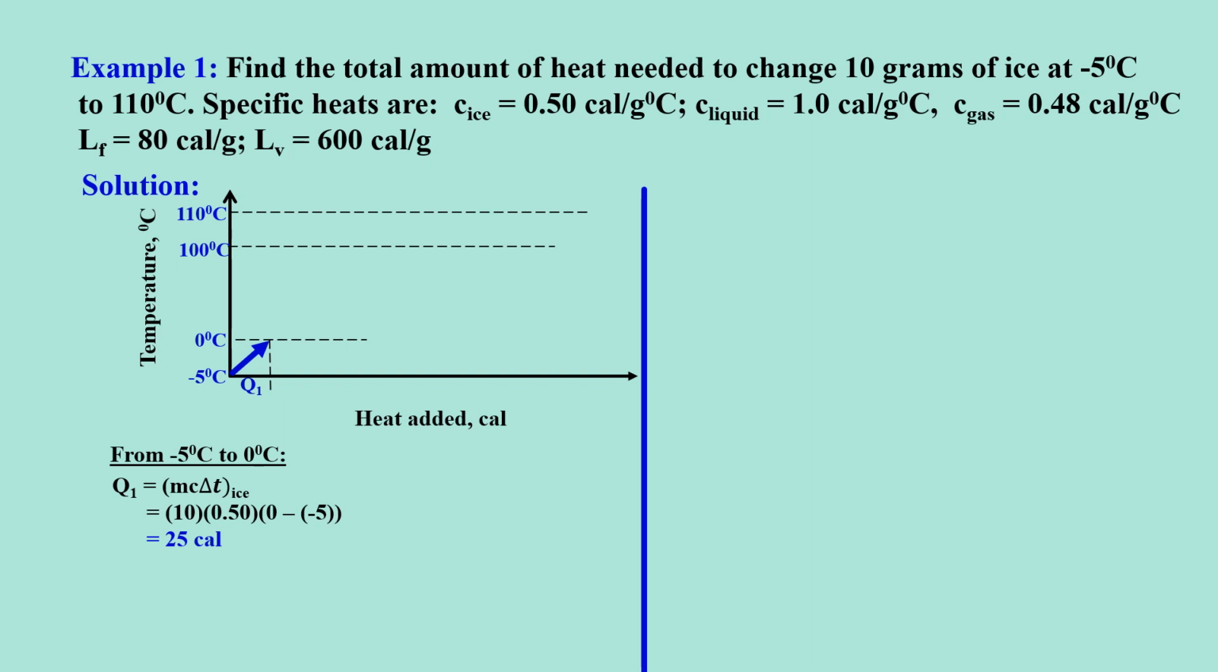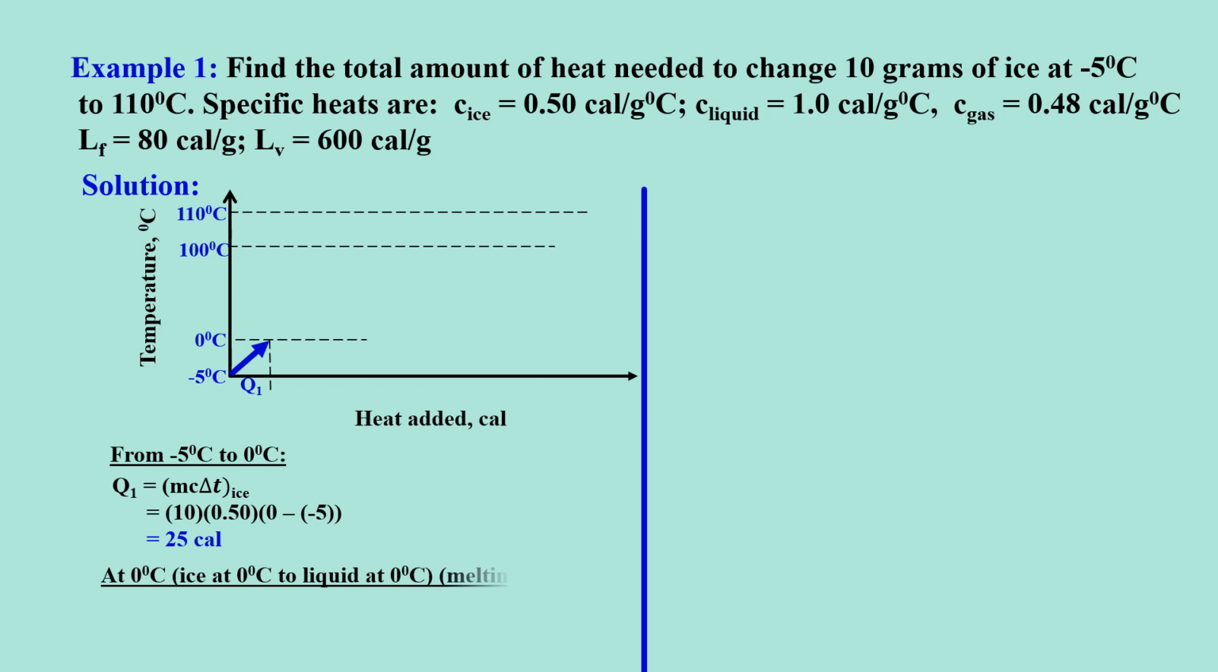Substituting the values, our mass is 10 grams times the specific heat of ice, 0.5, and the change in temperature of ice is final minus initial, 0 minus negative 5. Simplifying, Q sub 1 equals 25 calories.